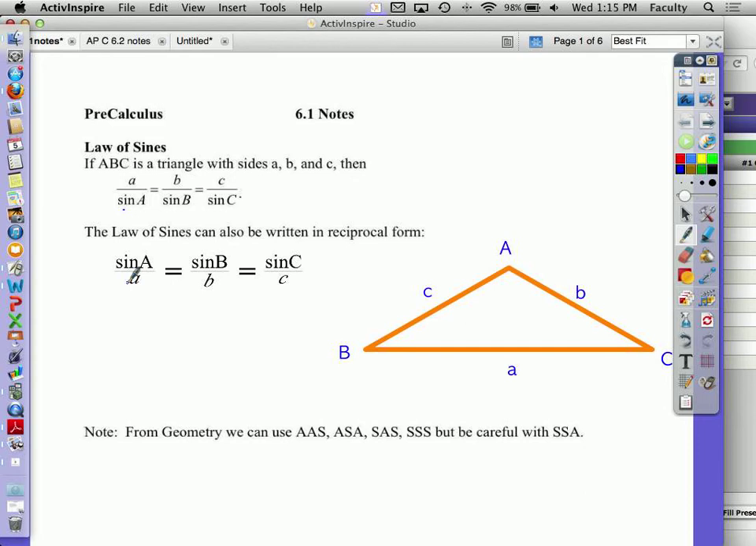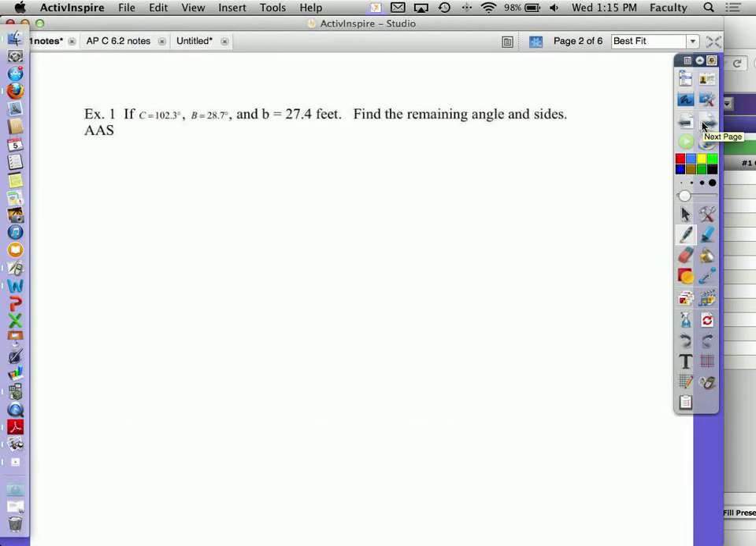Last year we finally did the side, side, angle. That's the donkey. That's the special case. It is possible, but we have something called the ambiguous case, and I will go over that again with you this year. So here we go.